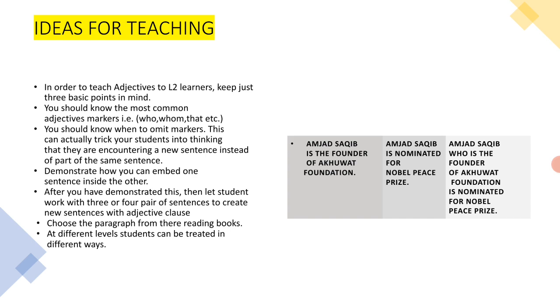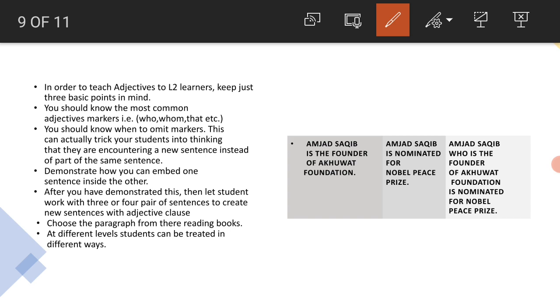Now, one of the very interesting sections, ideas for teaching. If you are introducing adjective clauses for the first time to your students, what you should do is ask them to make 2 sentences and then demonstrate how they can glue these 2 different sentences into one sentence. For instance, Amjad Saqib is the founder of Akhuwat Foundation. This is one complete sentence. Now we have a second sentence: Amjad Saqib is nominated for Nobel Peace Prize.